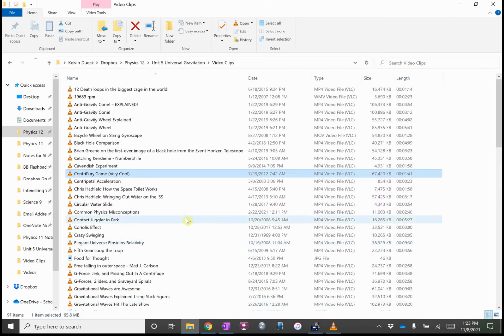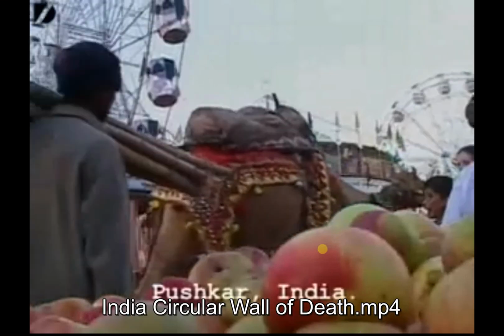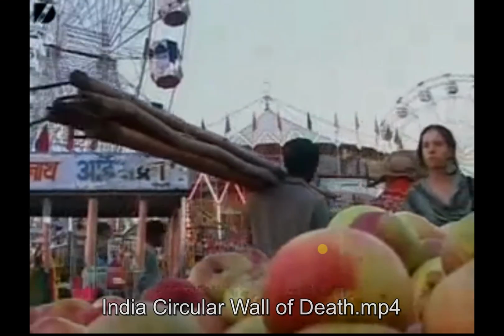India Wall of Death. Hold your thought. So this is very popular in India at state fairs, but I saw this at the PNE when I was about 8 years old. It's called the Wall of Death.